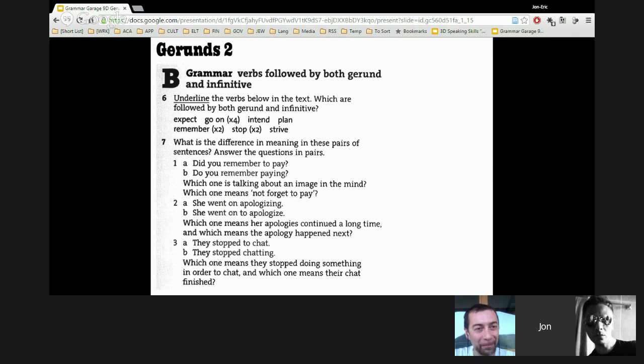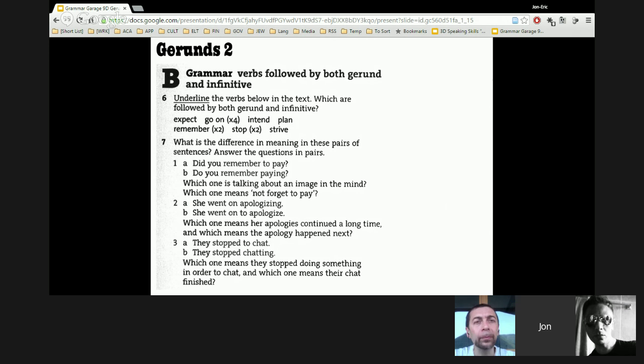So, intend or plan? So, plan to. Plan to. The answer is 2. Yeah? Yeah. You're right. Plan to. In fact, all the other ones are 2. Expect to, intend to, plan to, strive to.